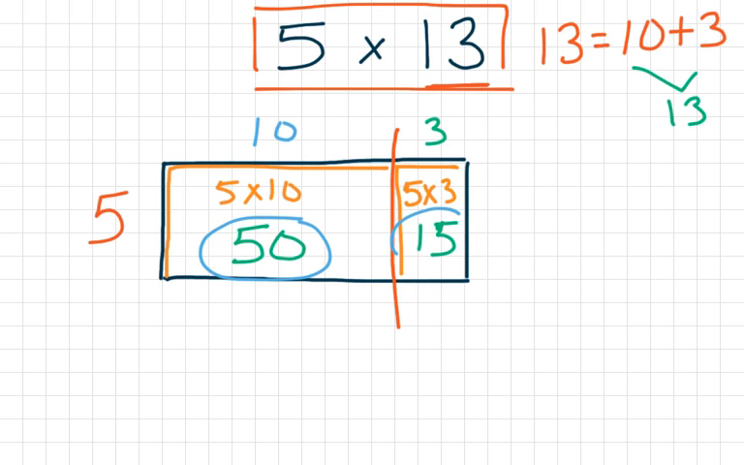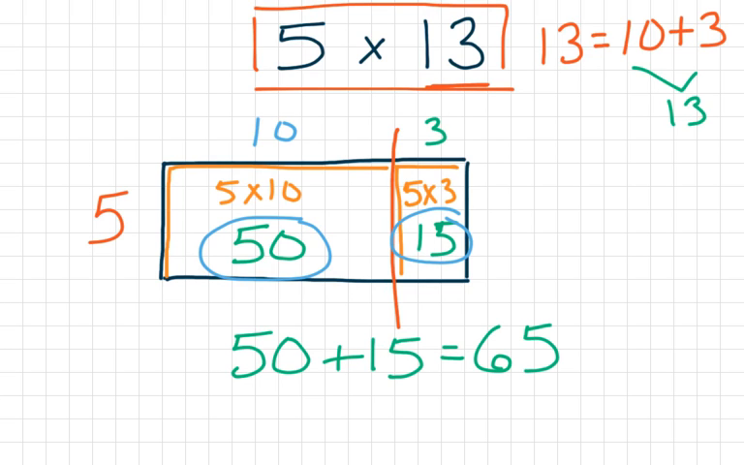A product is the answer to a multiplication problem. And because I didn't multiply the whole piece of 5 times 13 all at once, I got a part of it. So these are called partial products. So I'm going to take 50 and add my 15 more. And when I do that, I get a total of 65. And so 65 is the answer to this multiplication problem. 5 times 13 is equal to 65.